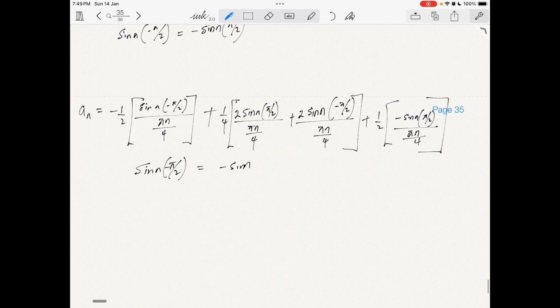That was the question we're solving. Now, having accomplished up to this level of an, you can now simplify further, knowing that sine of n minus pi over 2 is equal to minus sine of n pi over 2. This is because the sine function is an odd function.